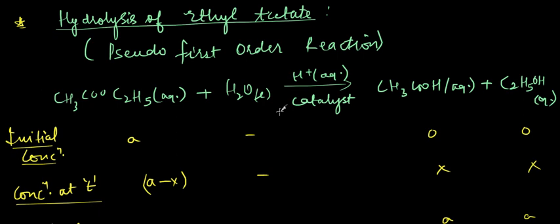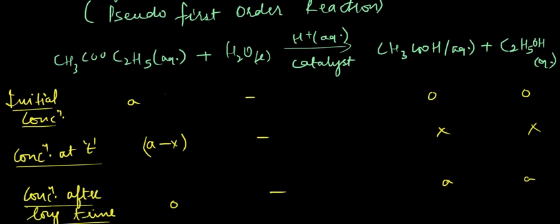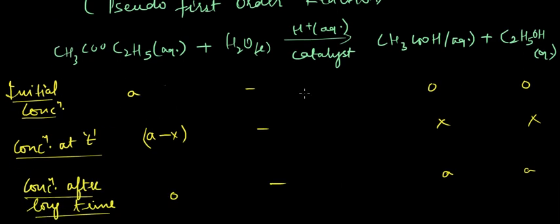Okay, hi guys. So in the previous lecture, we were seeing the hydrolysis of ethyl acetate, which is a pseudo first order reaction, and the reaction is as follows. We assumed that the initial concentration of ethyl acetate was A, and the initial concentration of acetic acid and ethyl alcohol was 0. Then at time t, it was A minus X, and they both were X. And after a long time, at t equals infinity, we can see that the whole of CH3COOC2H5 is not present, and it got completely converted into products.